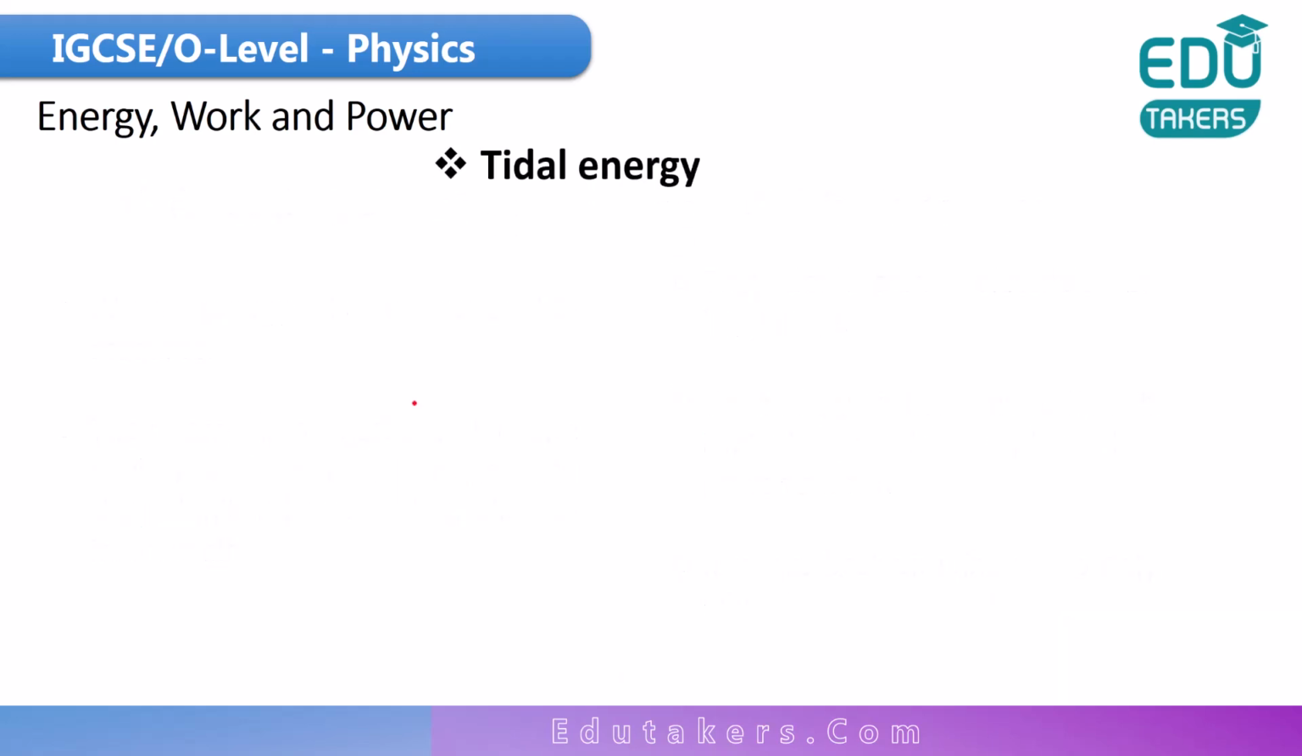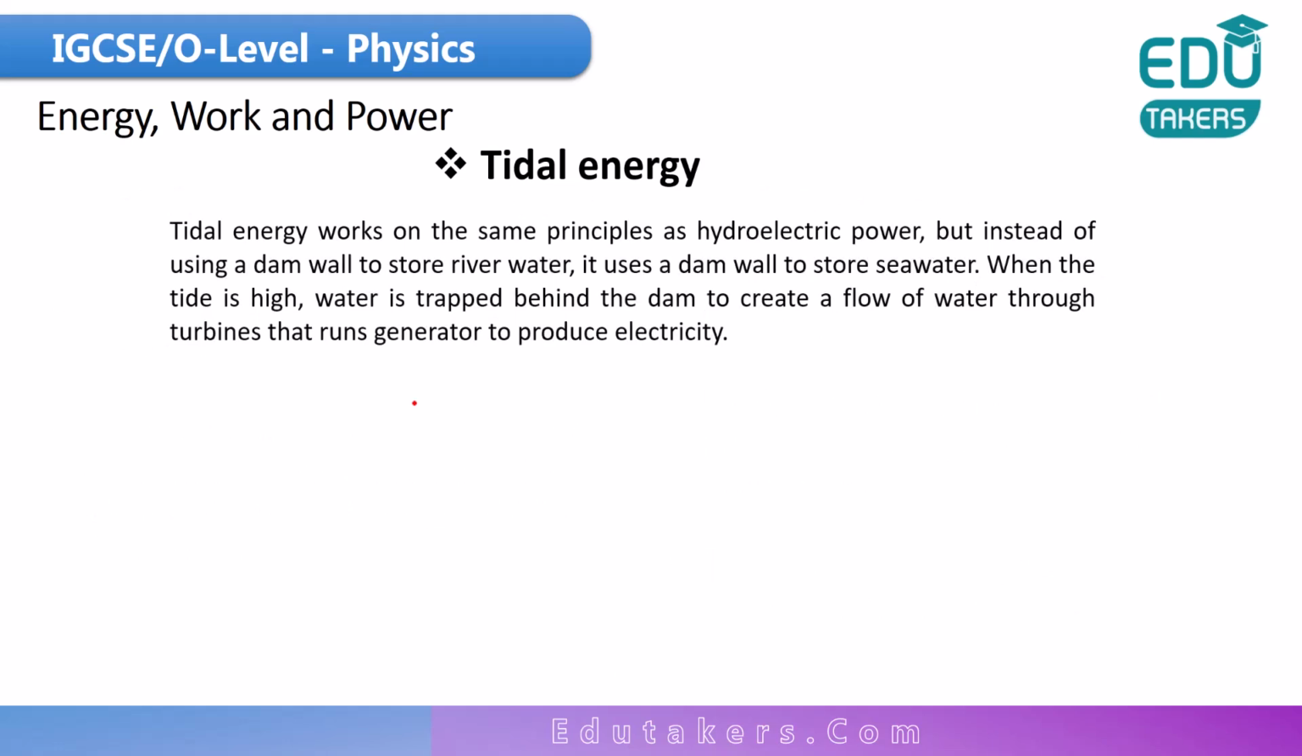Next is tidal energy. How can you use tidal energy for the production of electricity? First of all, tidal energy works on the same principle as hydroelectric power. We see in hydroelectric power, the water is accumulated behind the dam wall, and when it rushes towards the water downstream, the gravitational potential energy is converted into kinetic energy, and when this water falls on the turbine, it rotates, due to which the generator runs and electricity is produced.